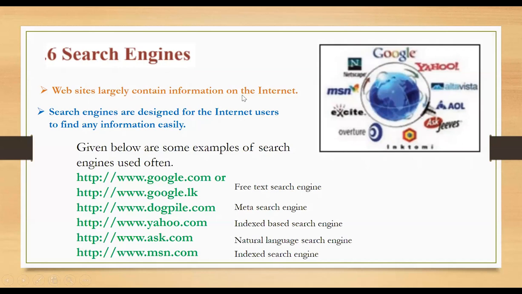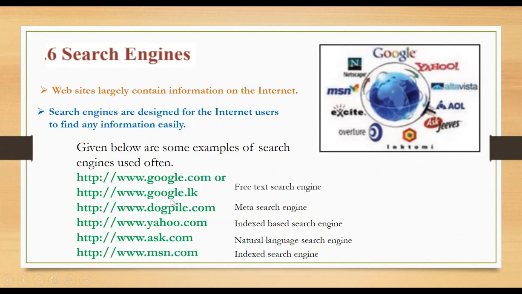Websites largely contain information on the internet. Search engines are designed for internet users to find information easily, right? So you know there are so many search engines here. Normally most of the people are using google.com. It is very famous because of its interface, right? You can remember I discussed with you that it has a clear, white color background.